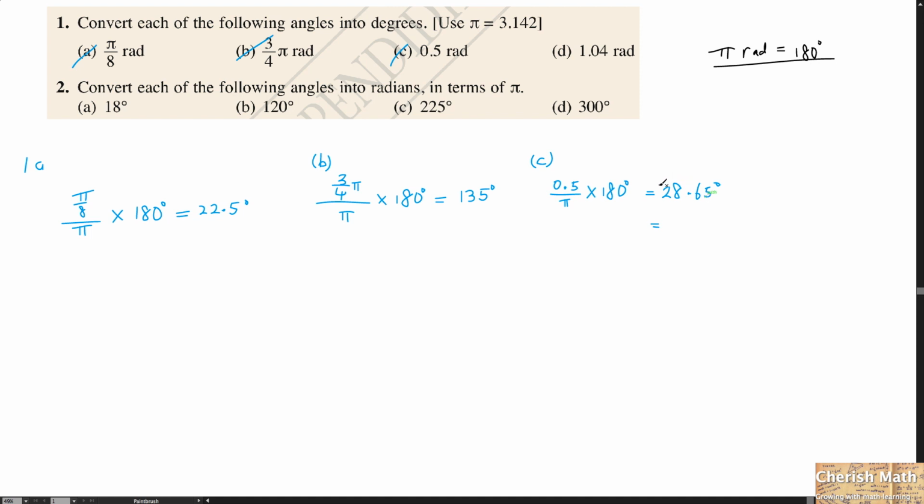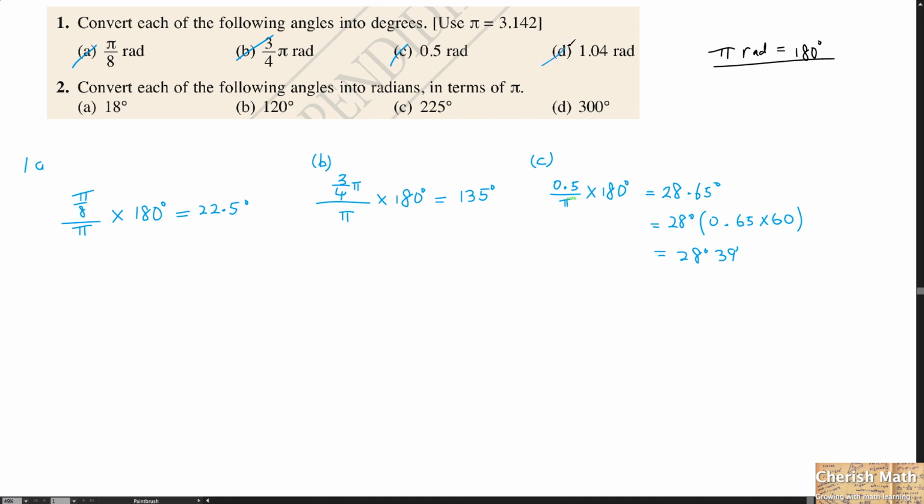I will have to change the 0.65 degrees into minutes. That would be 28 degrees, which remains in the form of degrees, while 0.65 is going to be 0.65 times 60 minutes, simply because 1 degree is equal to 60 minutes. And the answer that I'm getting here is 28 degrees and 39 minutes.